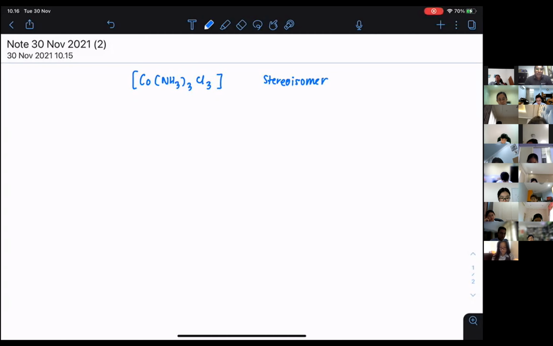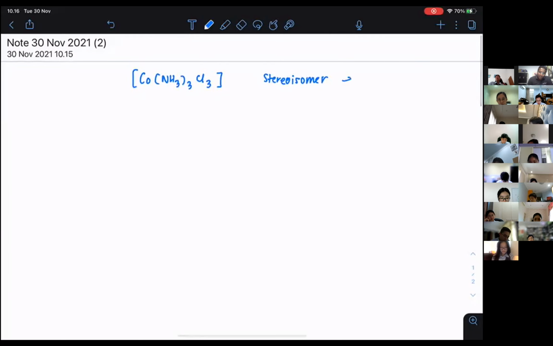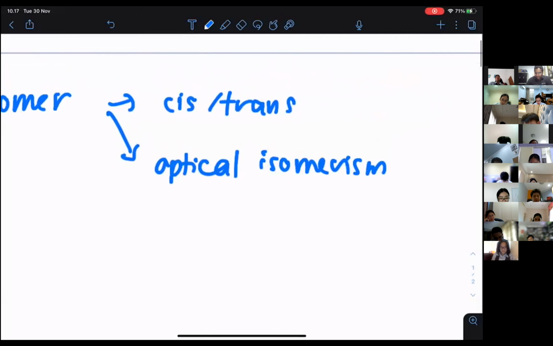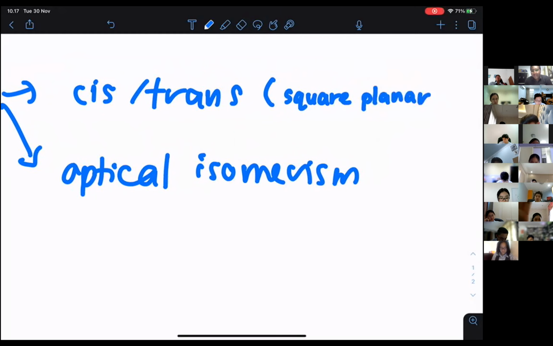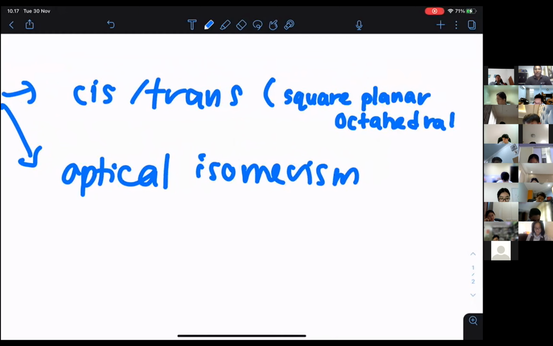for the stereoisomerism you need to know that we have two types, cis and trans, and we also have what we call optical isomerism. Please remember, cis and trans can exist in square planar, and they can also exist if you have the shape of octahedral.